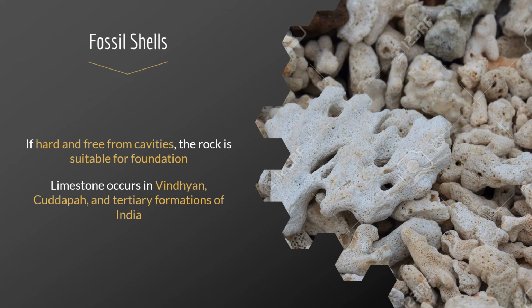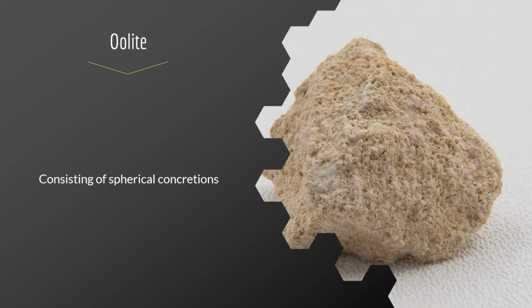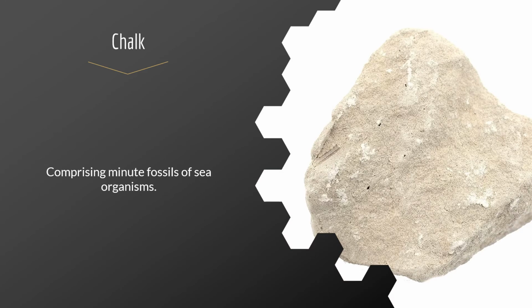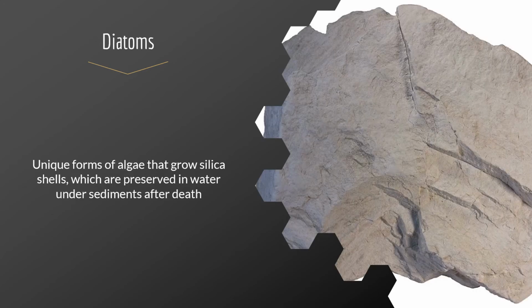And then we have the oolite, the chalk, the marl, and diatomaceous earth. You can see what an oolite looks like. So it is a variety of limestone consisting of spherical concretions. And then on the next slide, you can see what a chalk looks like, which is another variety comprising minute fossils of sea organisms. And then we have the diatoms, which are unique forms of algae that grow silica shells, which are preserved in water under sediments after death.